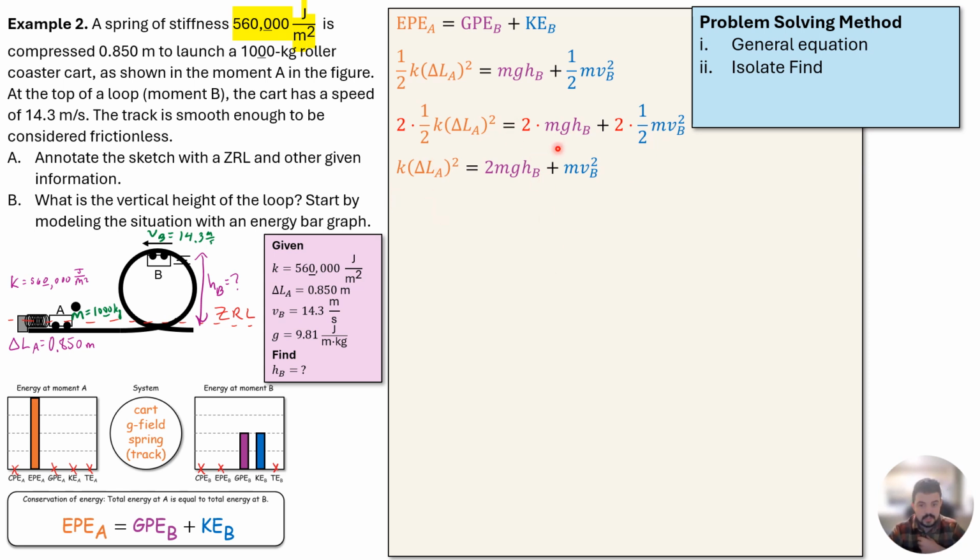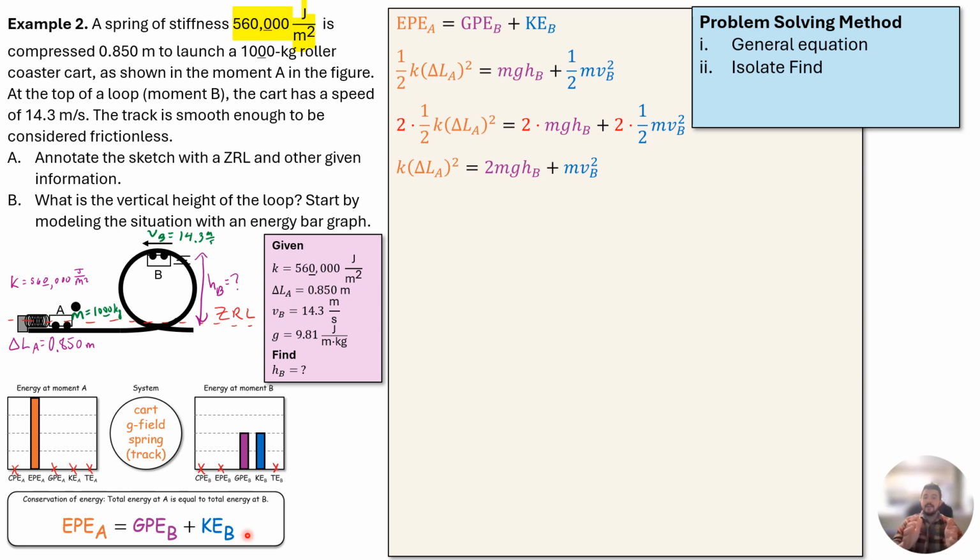2 times MGH is 2MGH. And 2 times 1/2 MV squared is a whole MV squared. Reminder, this 2 does not distribute because we're multiplying these things together, not adding them. So this is all one term being multiplied by 2. Cool. And now what is my find? My find is the height.